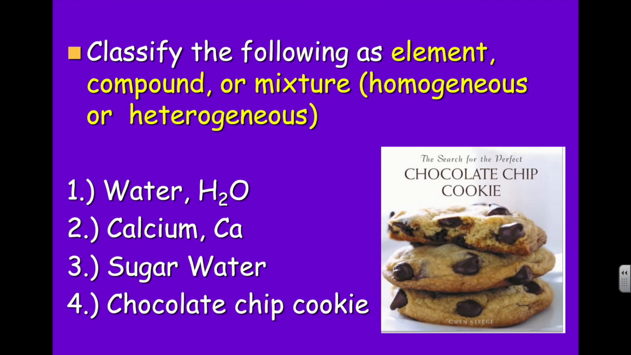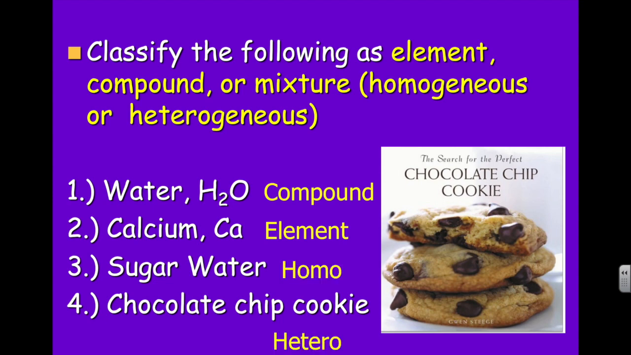Alright, so water is going to be a pure substance. It's a compound. And then calcium is an element. Sugar water is a homogeneous solution, and a chocolate chip cookie is a heterogeneous solution. Since water is a combination of elements, it's a compound. If it is only one single element, it's an element.